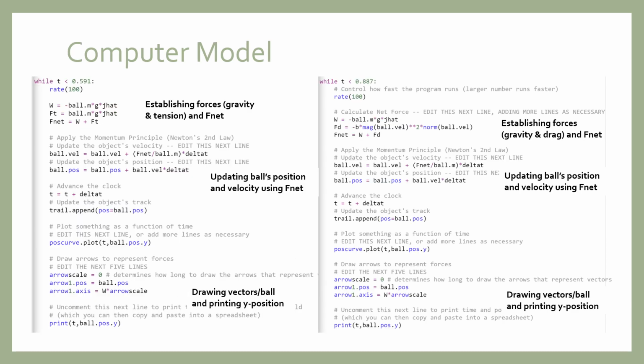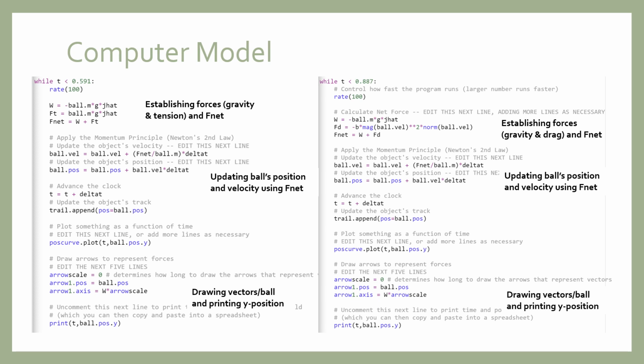This part of the GlowScript code is inspired from Lab 2. In this section of the code, I first established the forces, in this case the force of gravity and tension. And I calculate Fnet, which is just summing the two forces, which is then used in the position and velocity update formulas in order to update the slinky's position.